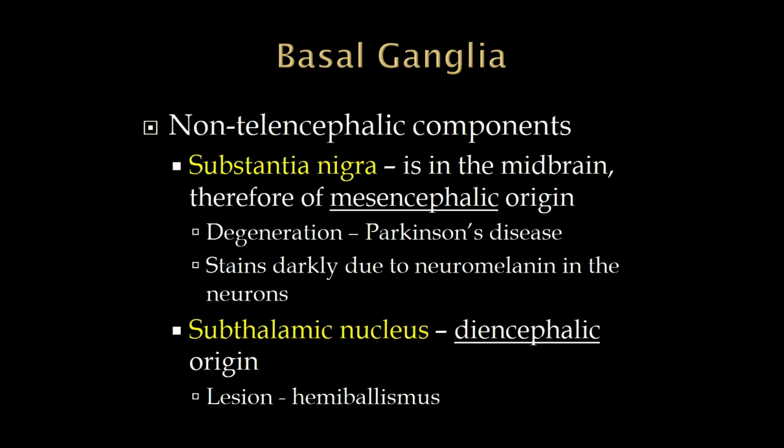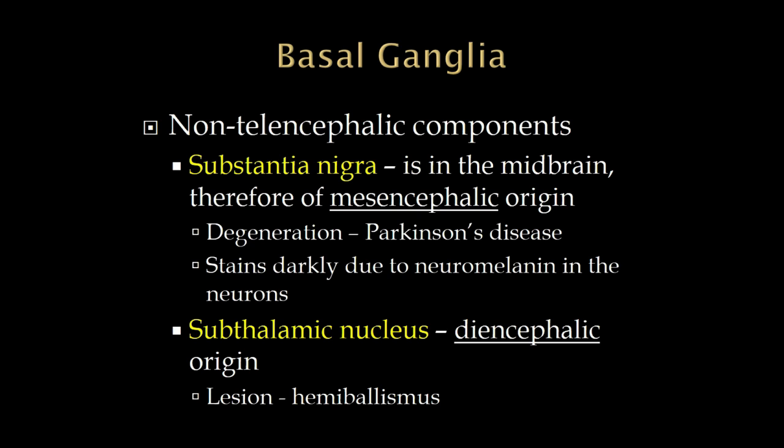There's a nucleus of the thalamus called the subthalamic nucleus. Remember, anything with the name thalamus in it is of diencephalic origin. This is also important in basal ganglia circuitry. And remember, diseases of the basal ganglia result in movement disorders.